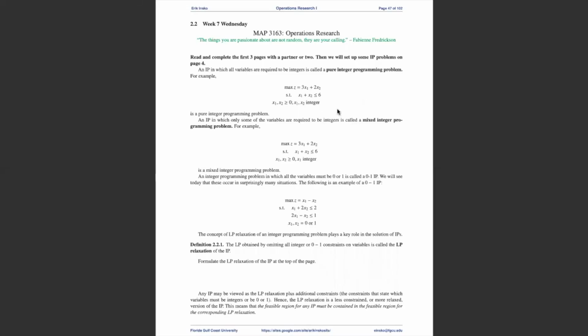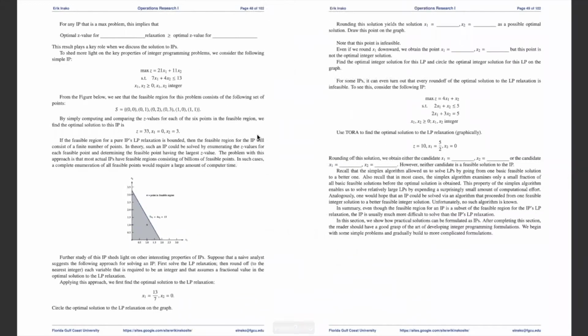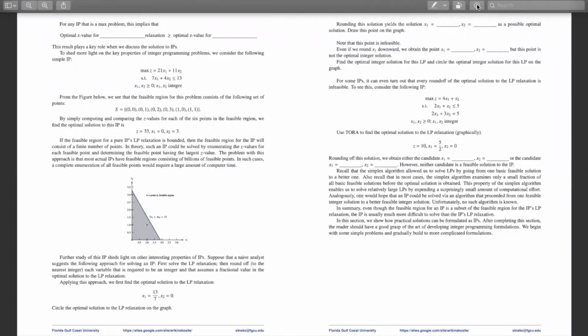Hello everyone, this is week 7 Wednesday and we'll be working on integer programming, which is part of linear programming. We'll denote it with IP, and there are different kinds. We can have one where all the variables are integers, some that are mixed, so some integers and some just real numbers, or we can have binary 0-1 IPs. So let's start with the first question.